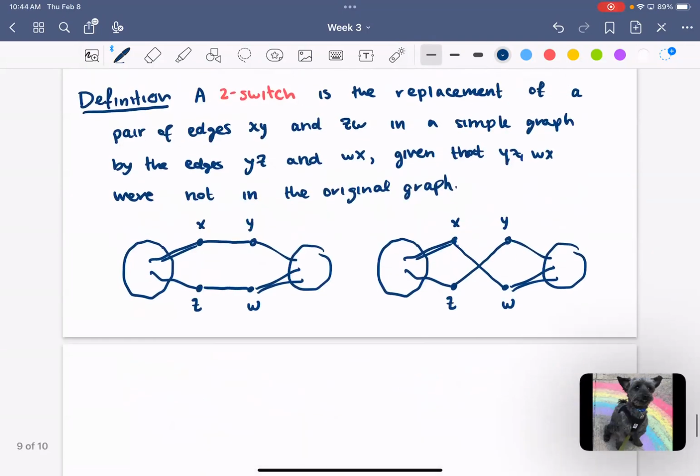So one observation is that a two switch preserves all vertex degrees.